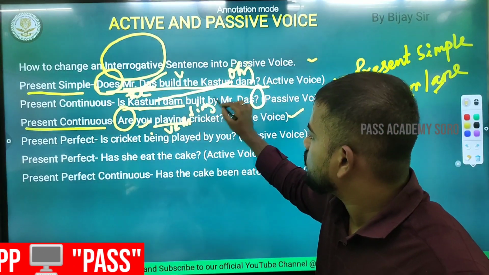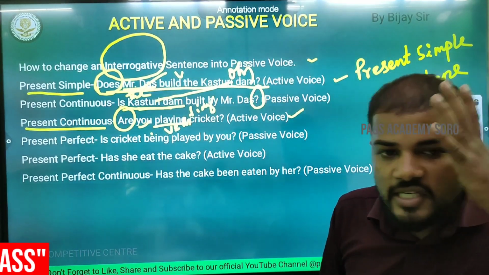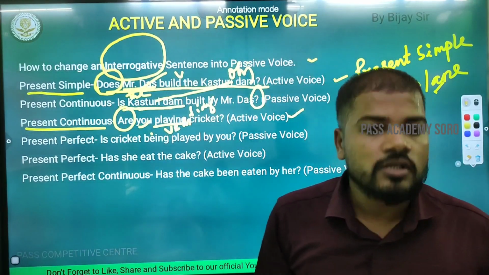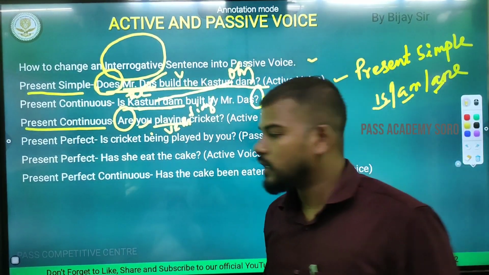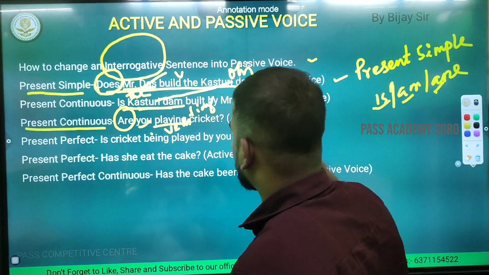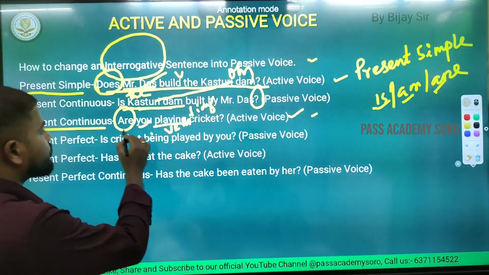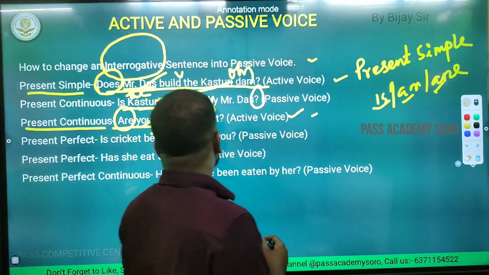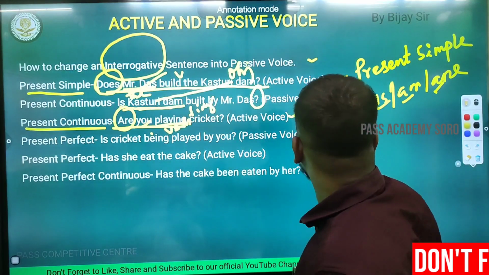Verb plus ing. So if our sentence is in verb plus ing, what will we use in passive voice? We will use being, right? Being, according to the rule, we will use being. So dear students, look at the sentence: you are playing cricket. So cricket is the object, right?